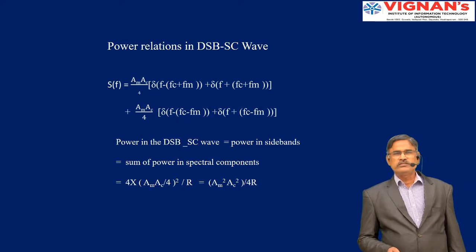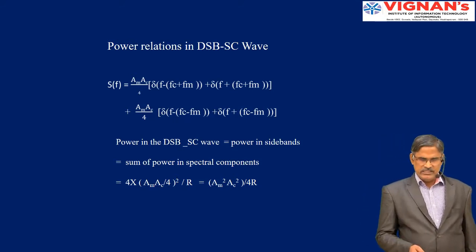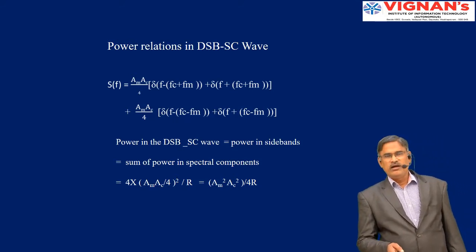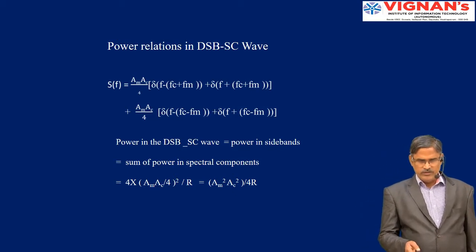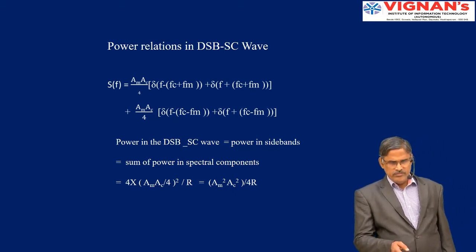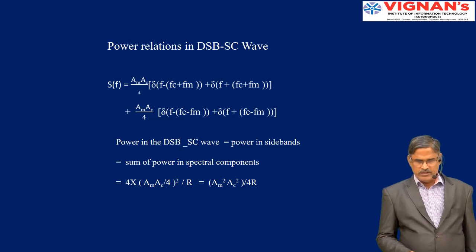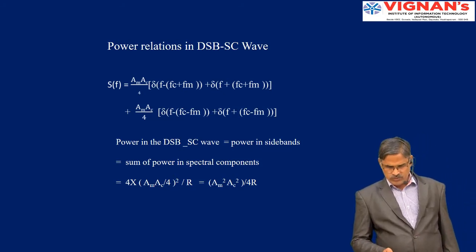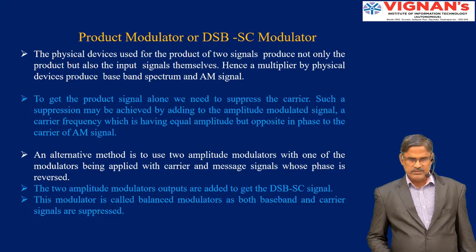So the total power is the impulse strength squared by R. If you take R as 1, it will be coming. So AM AC by 4, the whole squared into 4, it becomes AM squared AC squared by 4R. So that is the power.